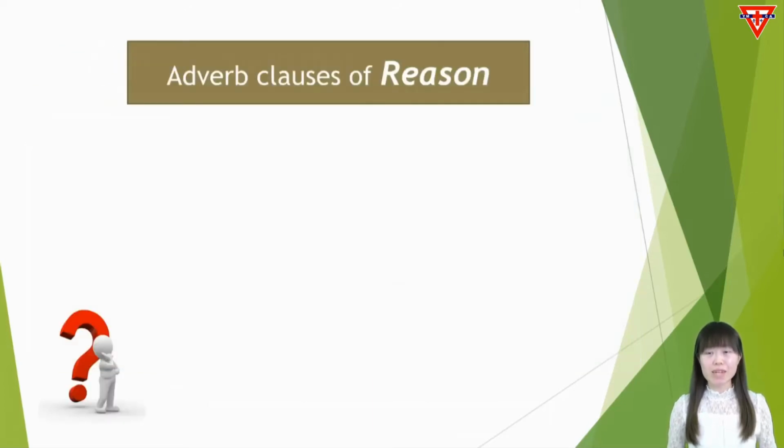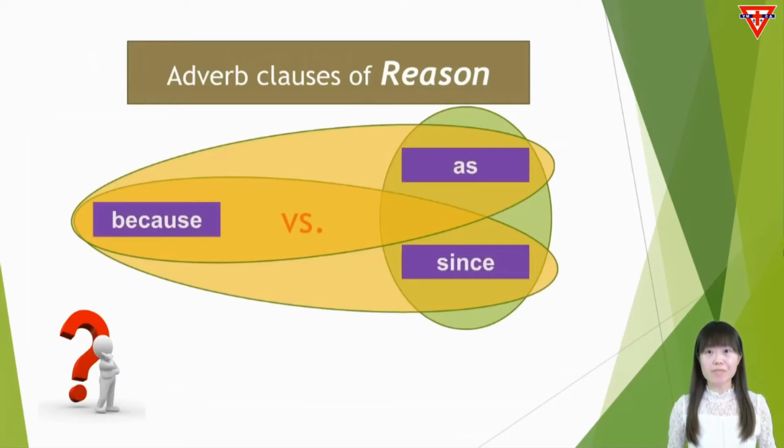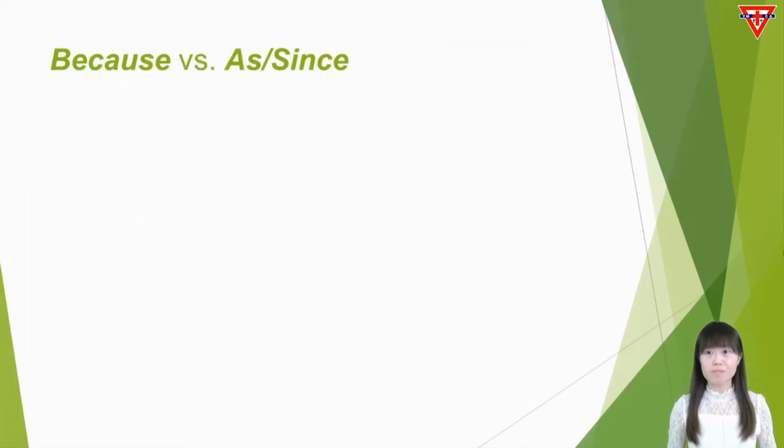Second, adverb clause of reason. We use it to answer the question why. As, because, and since are conjunctions. They all introduce subordinate clauses. They connect the result of something with its reason. For example, the reason why Jane looked after the others is because she was the eldest.